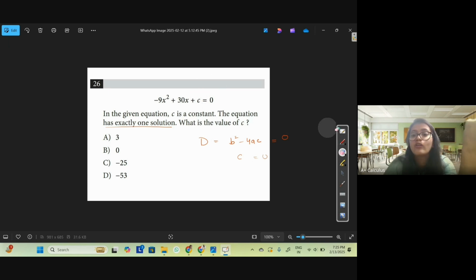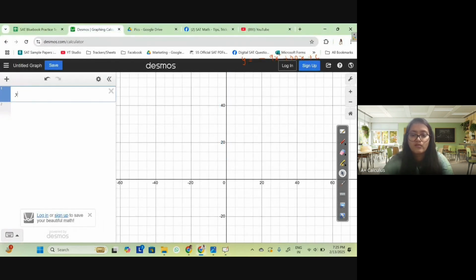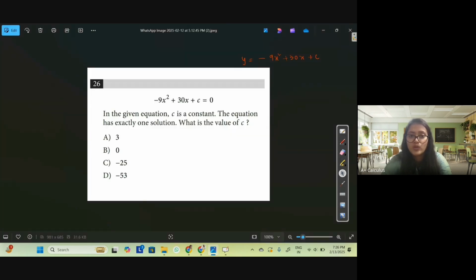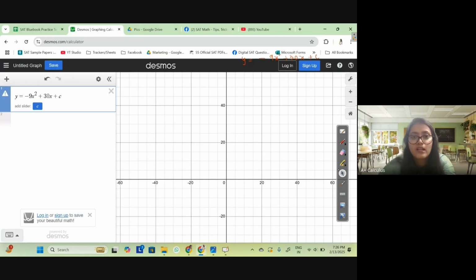And how will you do it on DESMOS? Well, again, you plot the equation on DESMOS. Plot it, y is equal to negative 9x squared plus 30x plus c. That's the equation, right? Now, it does not give you any graph because DESMOS doesn't know what c is. DESMOS only knows what y and x are. If you click on this exclamation mark, it says too many variables, try defining c. It doesn't know what c is. And it gives you an option of adding a slider.